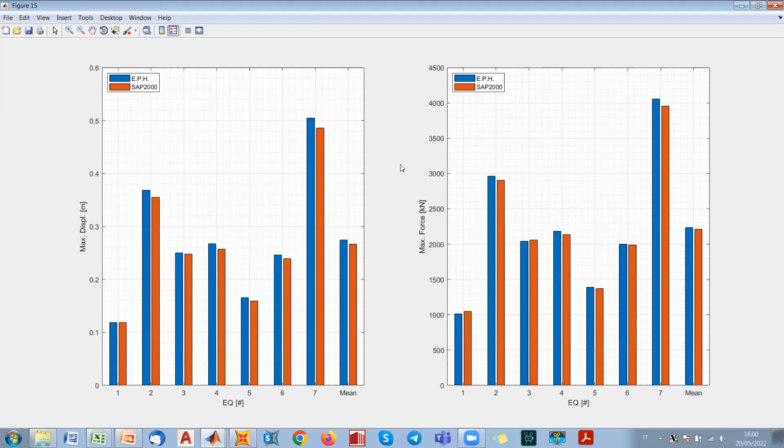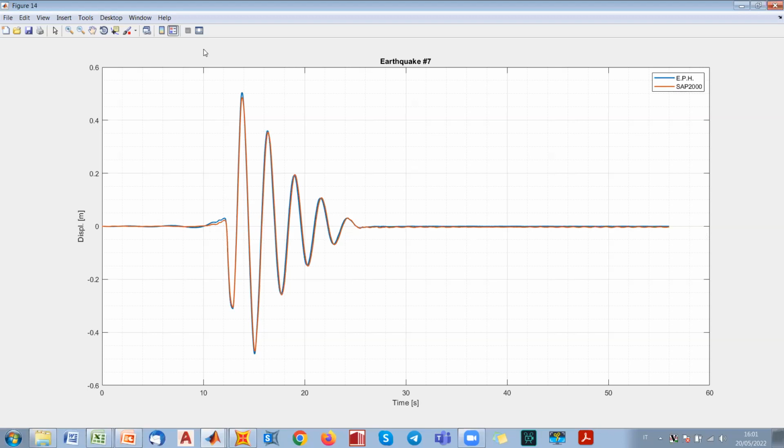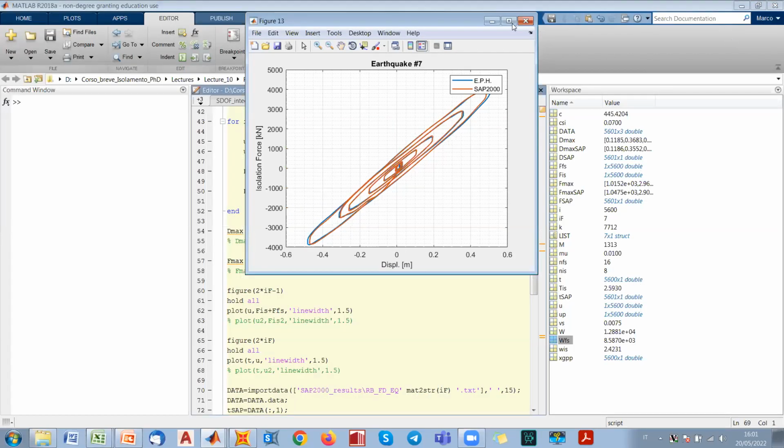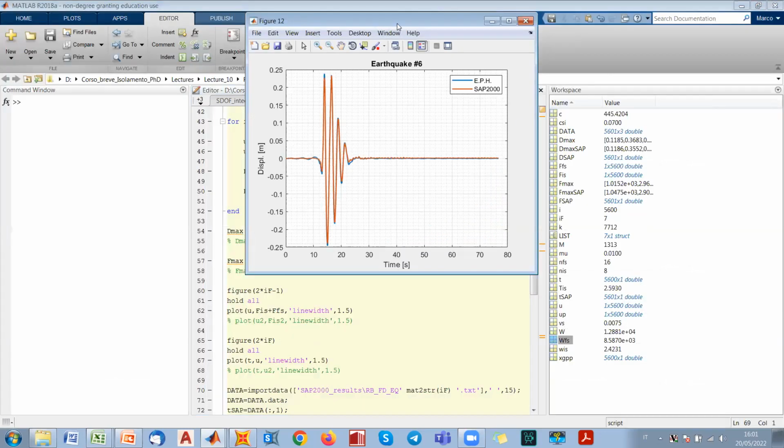We have a very small amount of damping, even though we are implementing also flat sliders, but generally we are expecting a better behavior for rubber bearings. So you see how they are overlapped approximately, all the signals for the displacement, and also by looking at hysteresis, there is a little bit of a difference, but generally we have the overall behavior, which is fairly represented by also the single degree of freedom. Same for all the earthquakes.